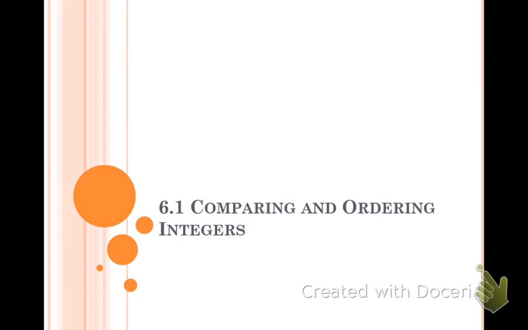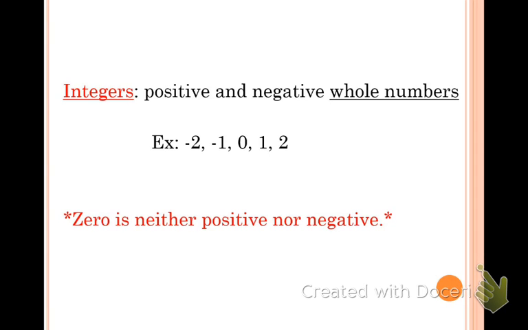Today we're going to be talking about 6.1, comparing and ordering integers. All right, so here's a couple things that you're going to want to know. An integer is a positive or a negative whole number, okay?